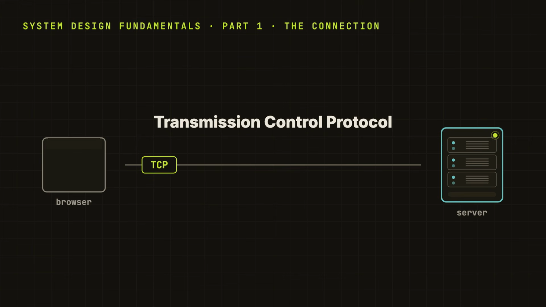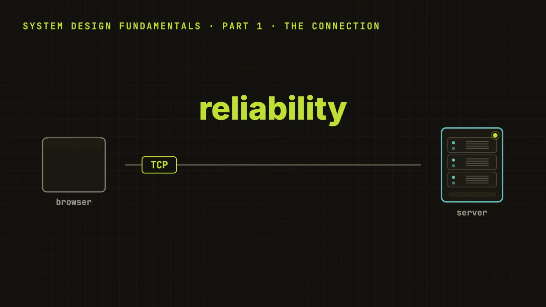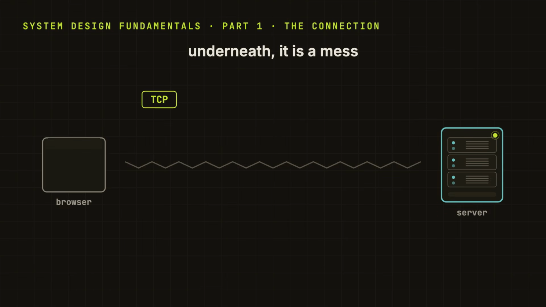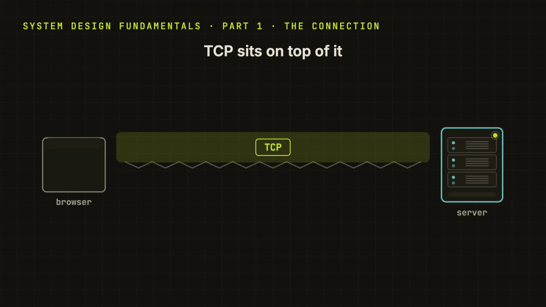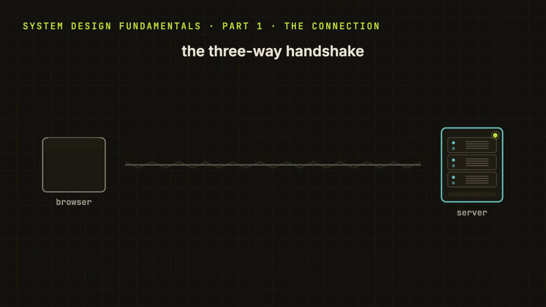So, what does TCP give us? One word, reliability. The internet underneath is not reliable. Packets of data can get lost, or arrive out of order, or arrive twice. TCP sits on top of that mess and gives you a clean, reliable, ordered stream. Every byte you send arrives exactly once in the right order. And it starts with something called the three-way handshake, and interviews love this. Before any real data is sent, the two sides say hello in three steps.